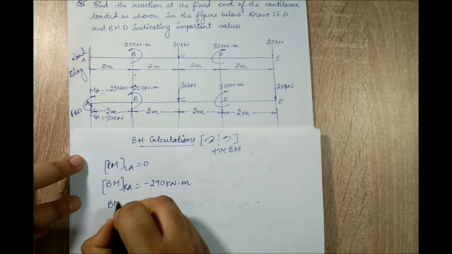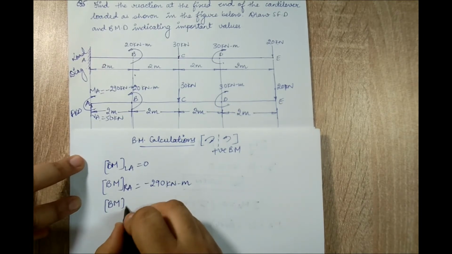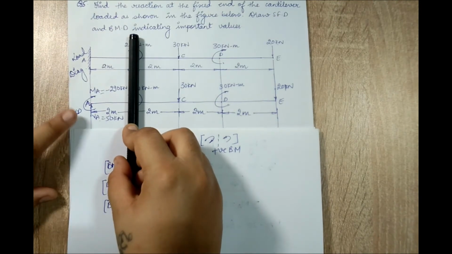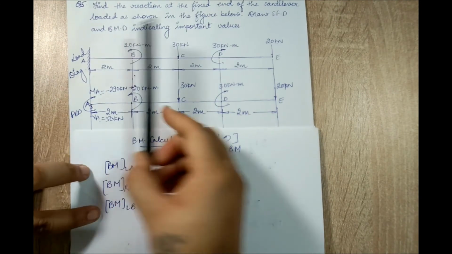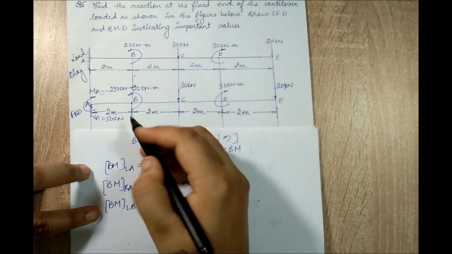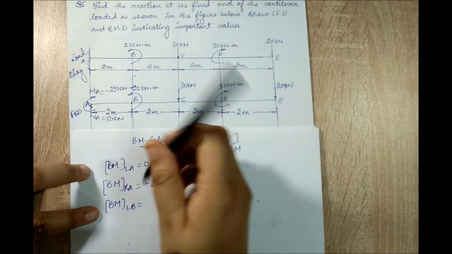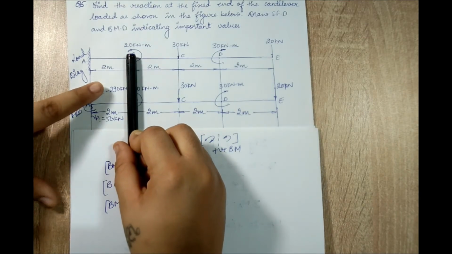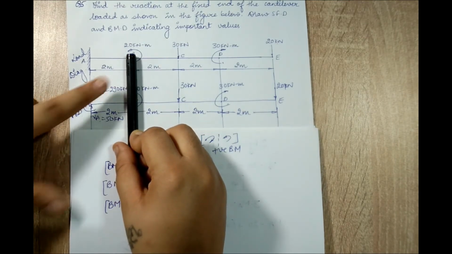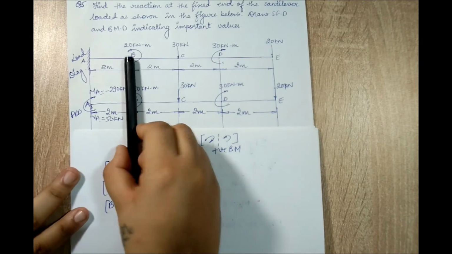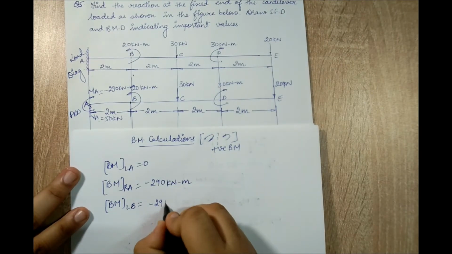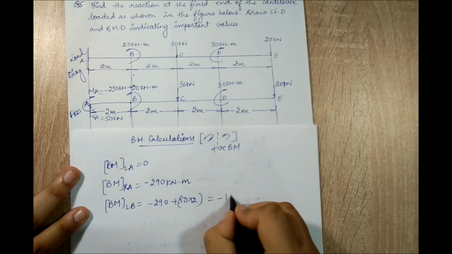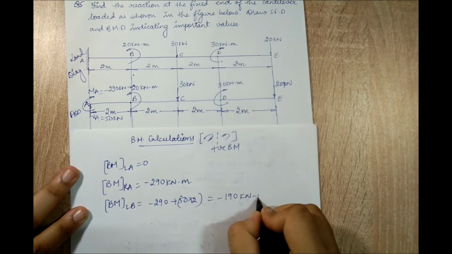Next I'll calculate the bending moment to the left of B. When I stand at B and I look to the left, please remember these values are not going to be equal because at B I have a moment. So when I stand at B and I look to the left, I can see minus 290. Also I can see this VA turning clockwise towards B. So I have minus 290 plus 50 into 2. So I get the value as minus 190 kilonewton meter.